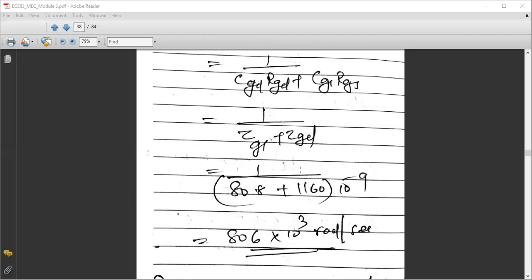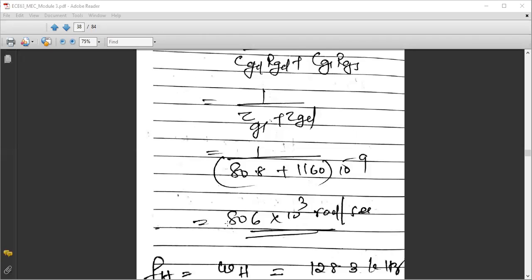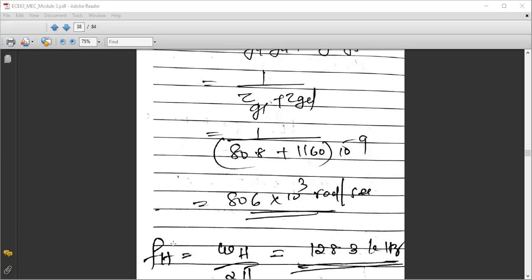Yes, sir. That is the value of omega h, but we need to find our cutoff frequency. You know the relationship between omega and f. Omega is 2 pi f. So divide it by 2 pi. Your answer will be 128.3 into 10 to the power 3 hertz. Convert that 10 to the power 3 into kilo. So your answer will be 128.3 kilohertz.